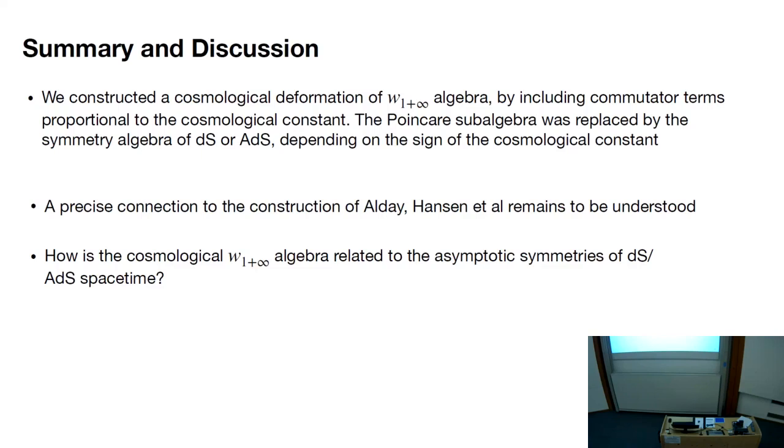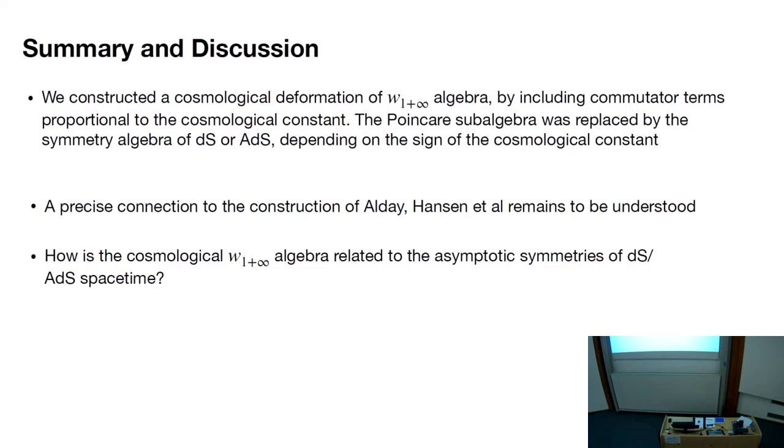So to conclude, we constructed a cosmological deformation of the W1+infinity algebra in flat space. And the result is very simple, and also it depends on the size of the cosmological constant. We got the symmetry algebras of dS or AdS.